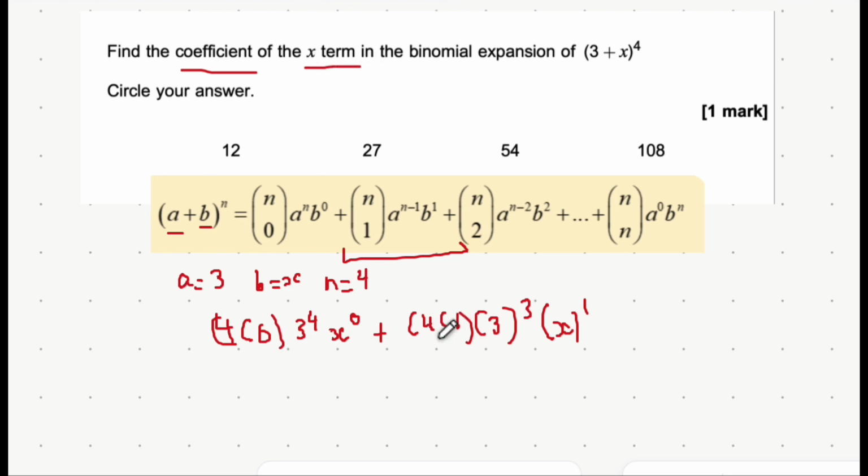So let's do this in our calculator. The choose button is just above the divide button. So if you press 4, shift, divide, and 1, that will tell you what 4 choose 1 is. In this case, that's 4. You multiply that to 3 cubed, which is 27, and then multiply that to x, and that will give you 108x. The coefficient of x is therefore 108, because coefficient is just a fancy word for the number before the x term.